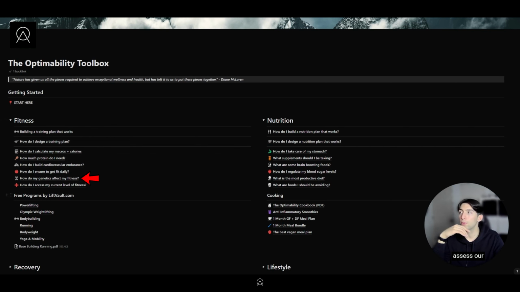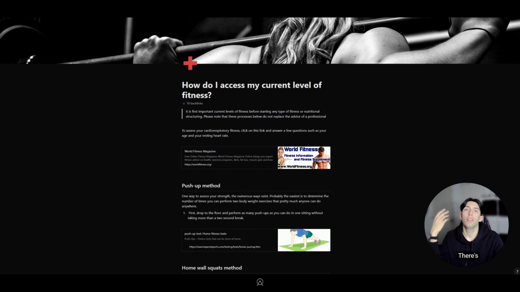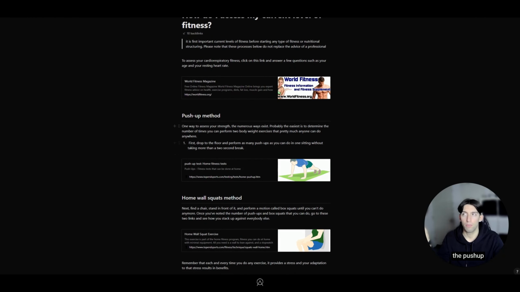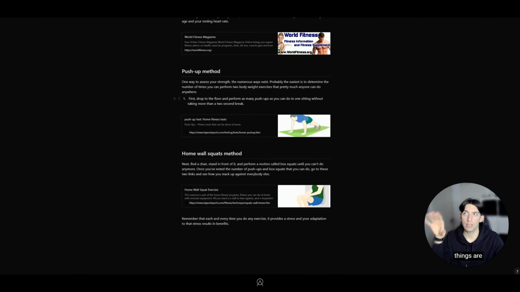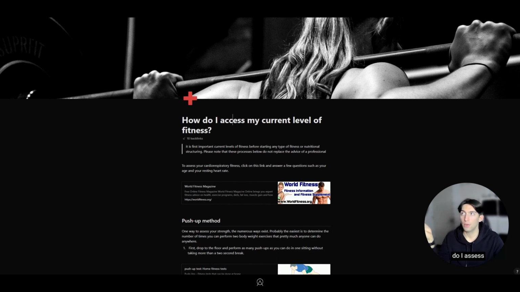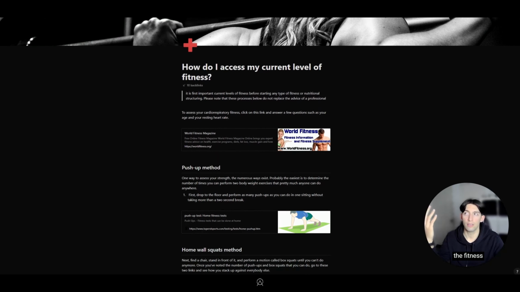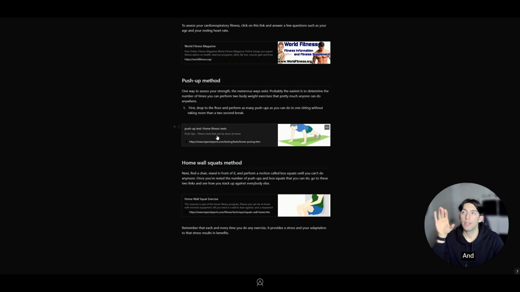Now we're going to learn how to assess our current levels of fitness. There are several ways to do this, but the methods which are standardized and well known are the push-up method and the wall squat method. The steps for following all of those are in "How do I assess my current levels of fitness" under the fitness category. Depending on your results, this will gauge your overall levels of fitness.